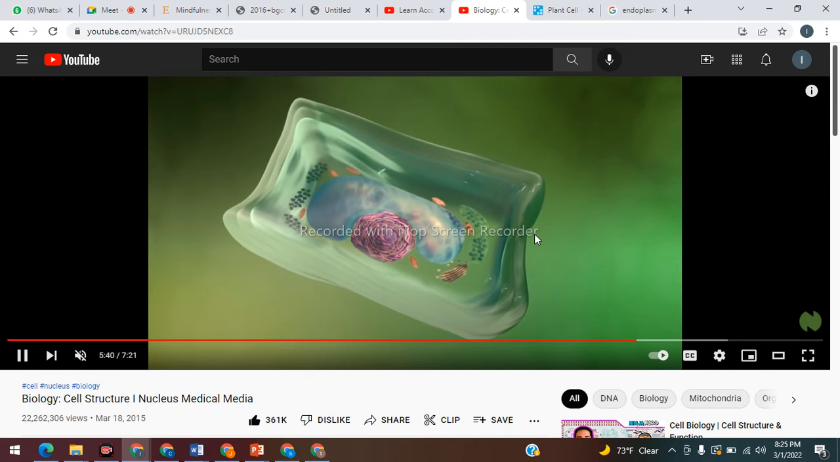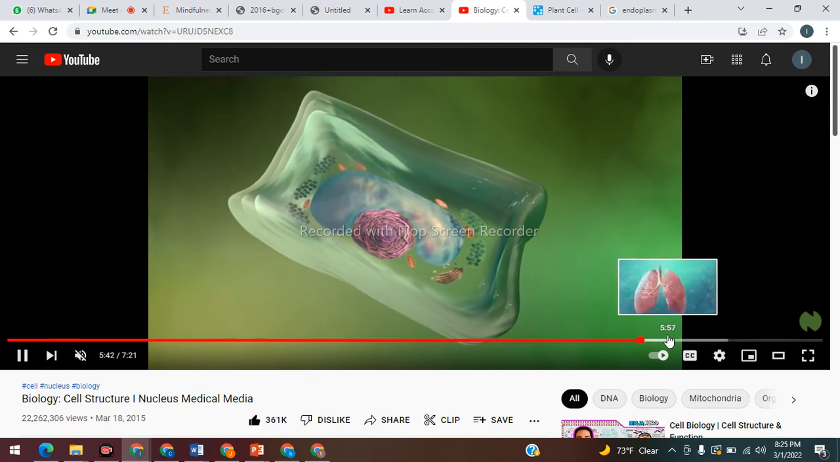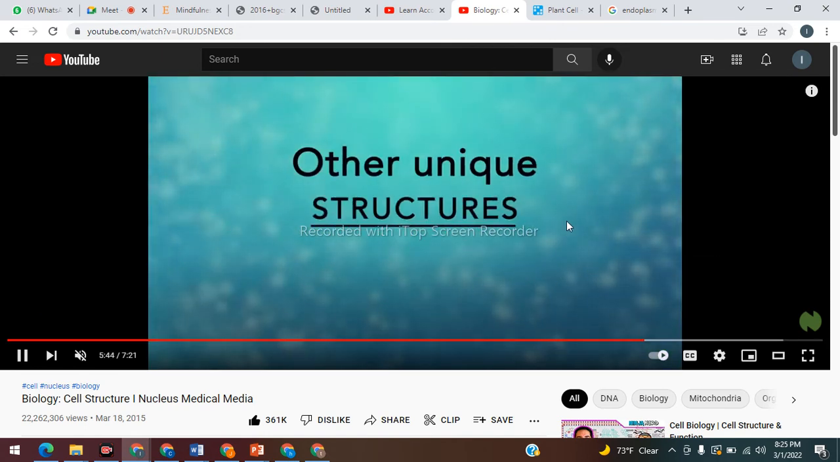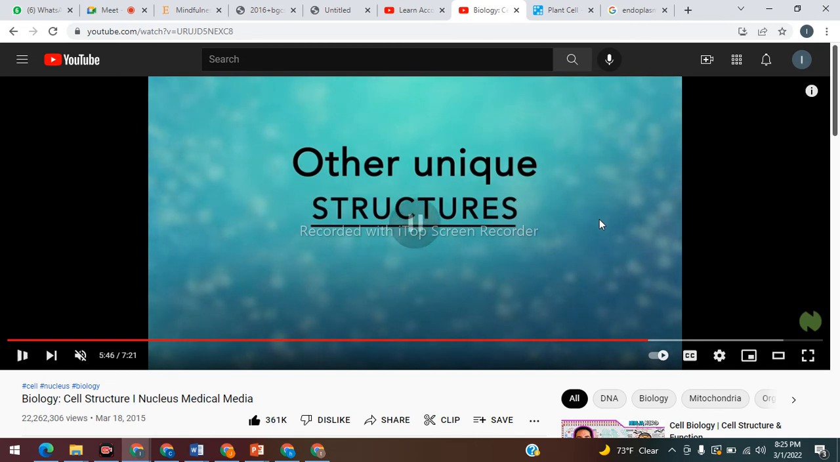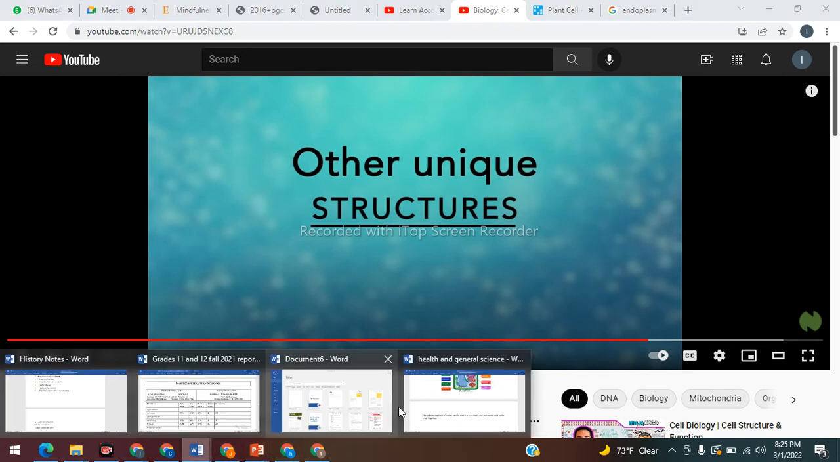I just think it's cool to see it in 3D as opposed to just seeing it in 2D. What do you think? I think I can discuss this. Alright, so yeah, I just think it's nice to see it in 3D.